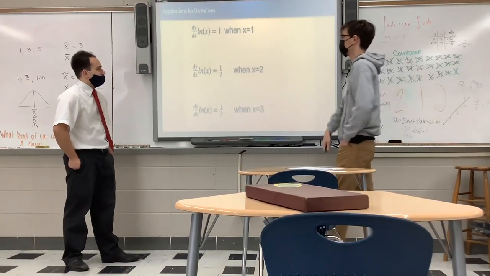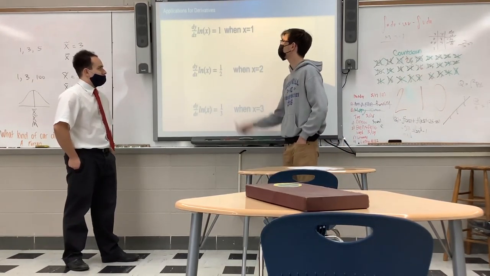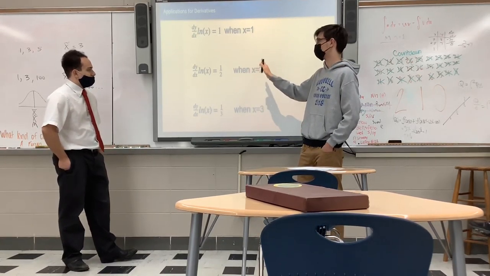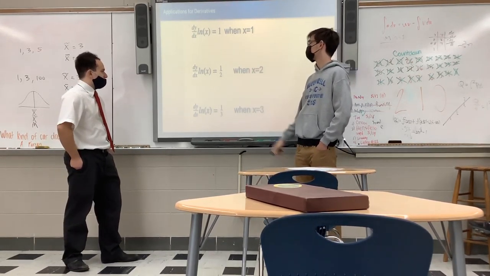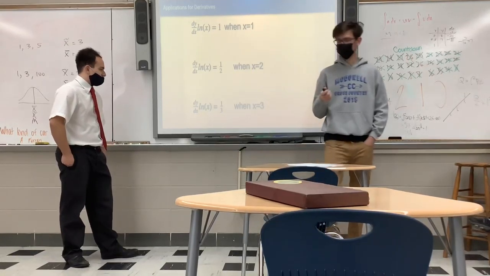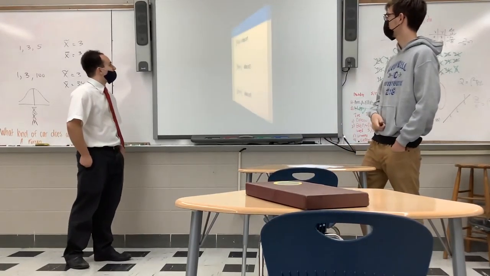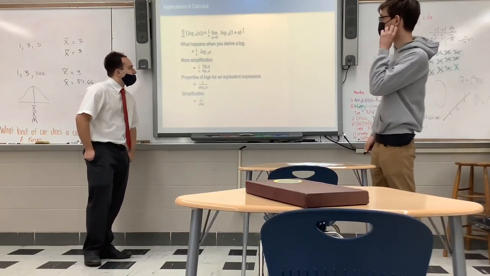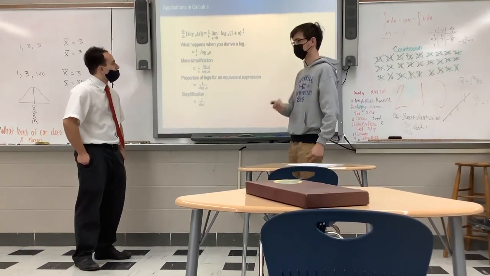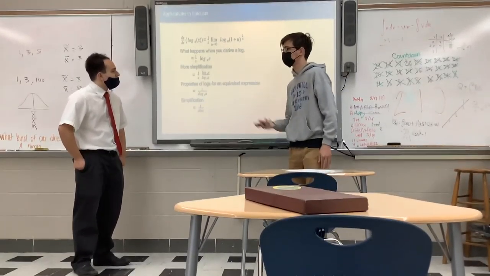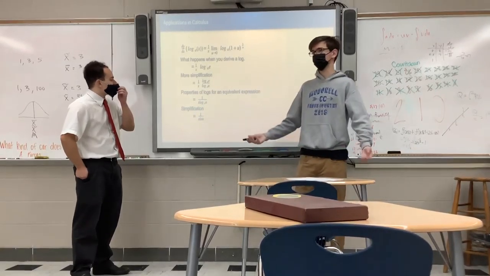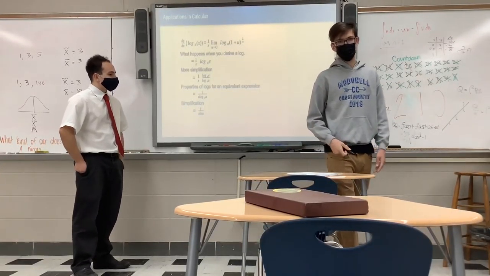And this is the property. So when x is 2, it's 1 half, when x is 1, it's 1, and so on. And then this is how, from what we have there, you can figure out what the derivative of a different log is. Because you can't really do that without knowing what e is.